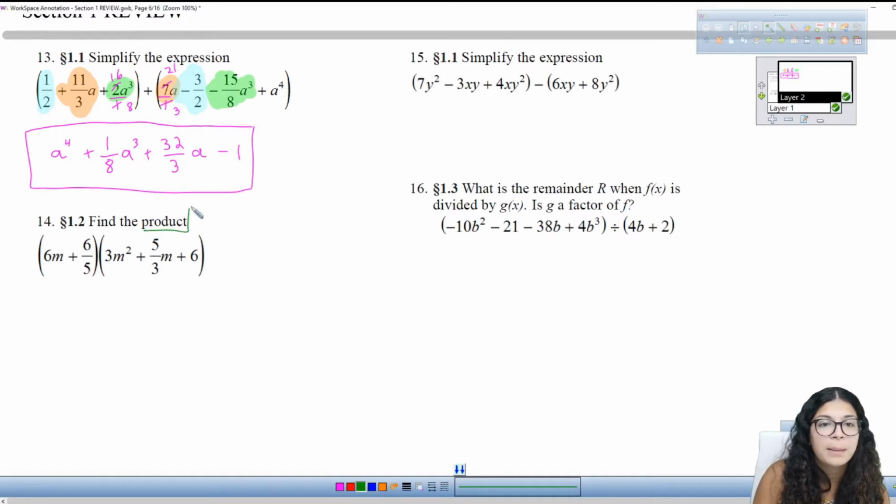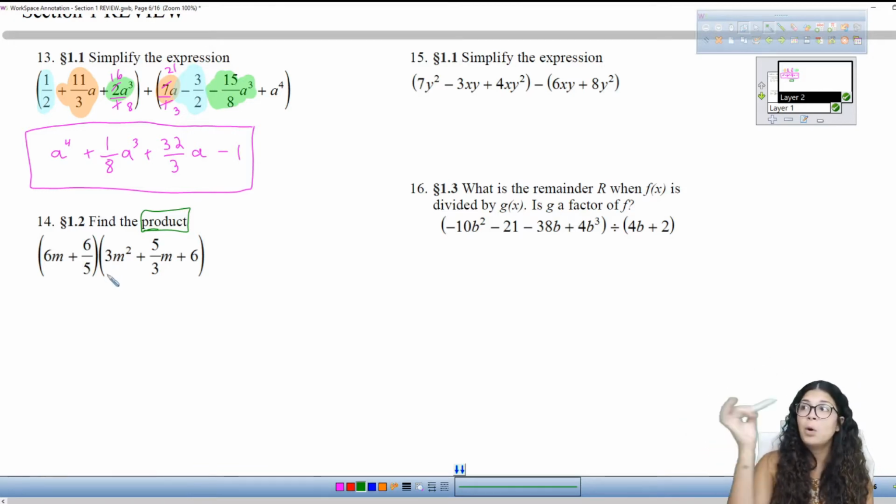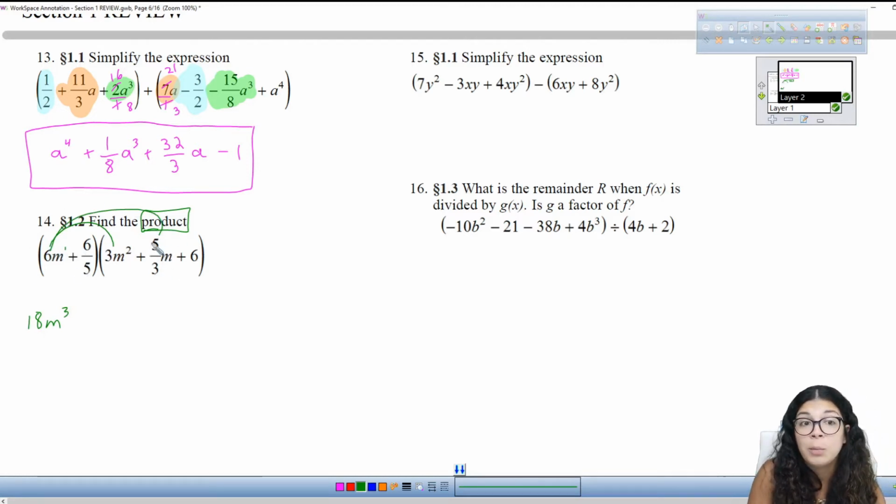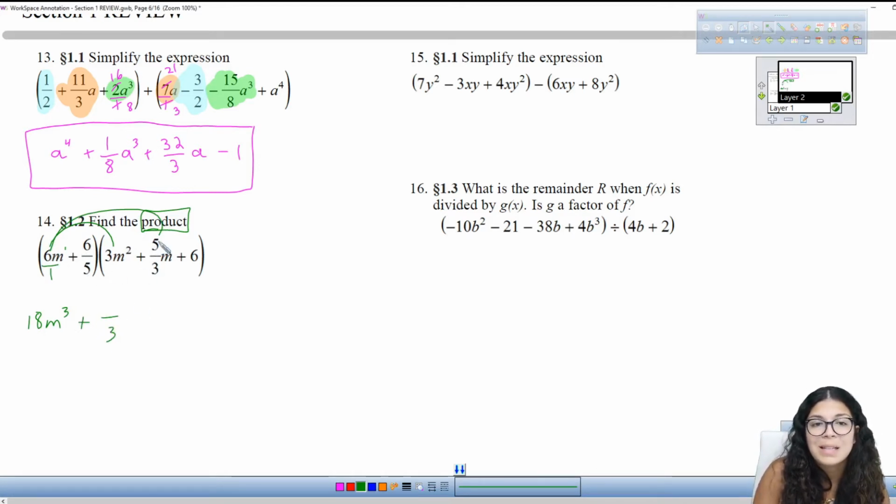Okay, for 14, we're finding the product. Now remember, multiplying fractions is different from adding fractions. To multiply fractions, all you do is multiply top times top over bottom times bottom. So 6 times 3 is 18. M times m squared is m cubed. 6 times 5/3, remember whole number times fraction, you multiply the numerator because the denominator is 1, so the denominator is going to stay the same. 6 times 5 is 30, and m times m is m squared.